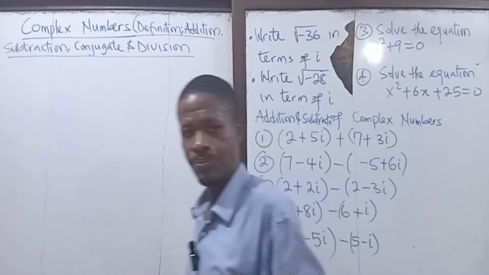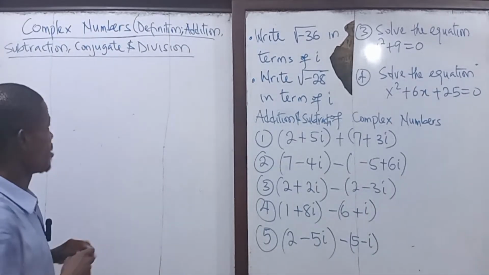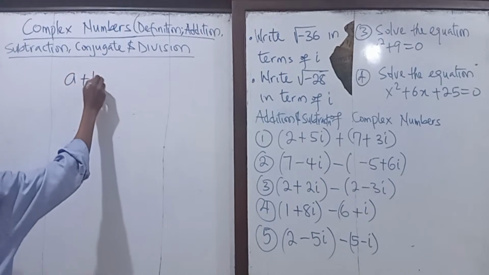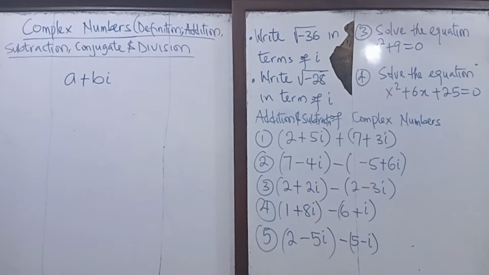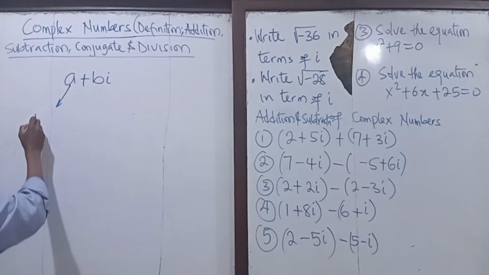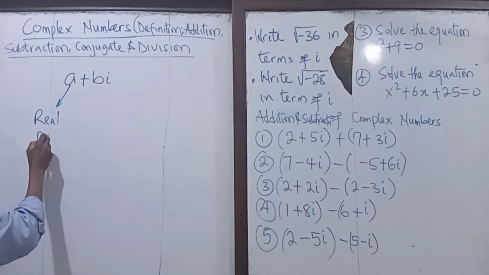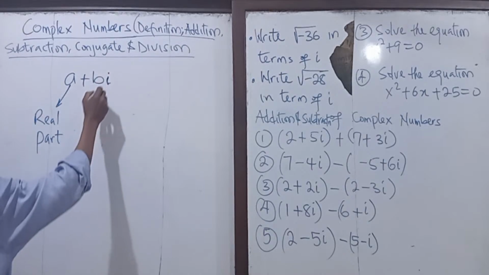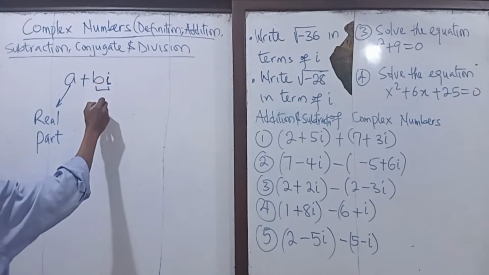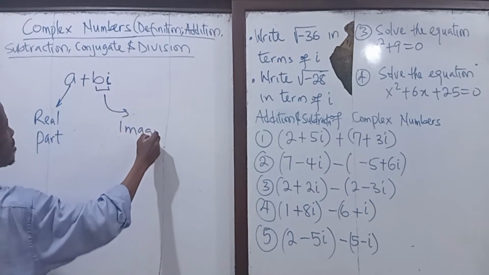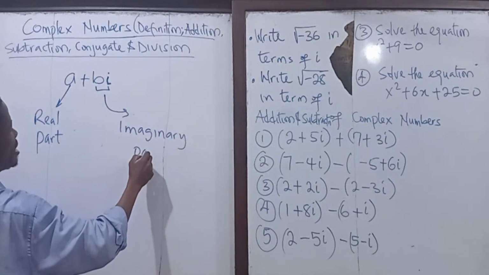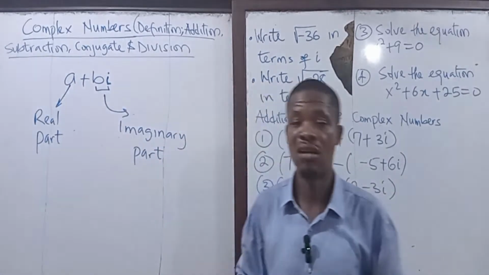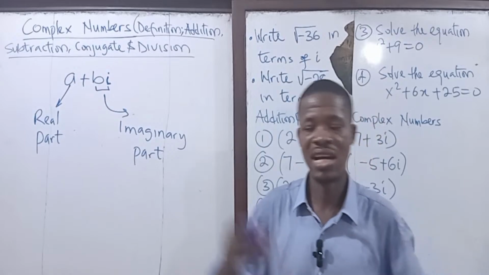So we're looking at complex numbers. What is a complex number? A complex number has this form: a plus bi, where a is the real part, and the part that has the i is called the imaginary part. So a complex number is a combination of real parts and imaginary parts.